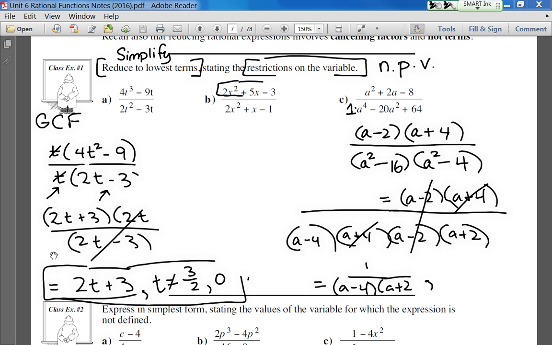Okay. Restrictions or conditions. What are they? NPVs are? There's lots. How many? So A is not allowed to be plus or minus 4 and plus or minus 2. Okay, very nice.